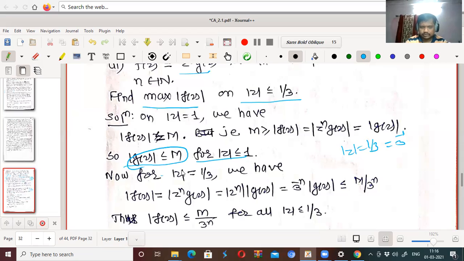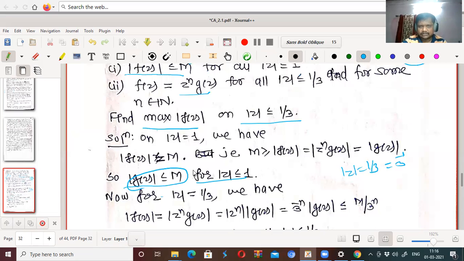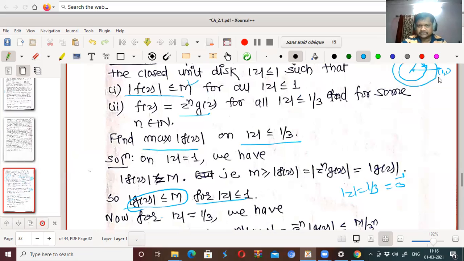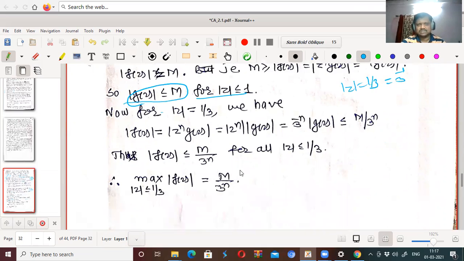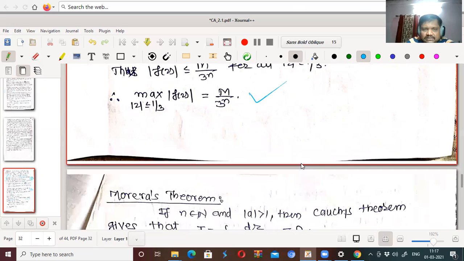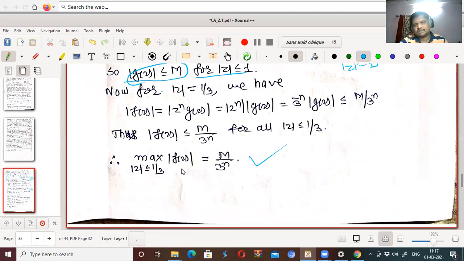So if mod g of z is less than or equal to M for all z in this disk, then mod g of z is also less than or equal to M in the smaller disk also. Thus mod of f of z is less than or equal to M upon 3 to the power n for all mod z less than or equal to 1 by 3. Therefore the maximum of mod of f of z for all mod z less than or equal to 1 by 3 is M upon 3 to the power n. That is how we have obtained the maximum of mod of f of z.